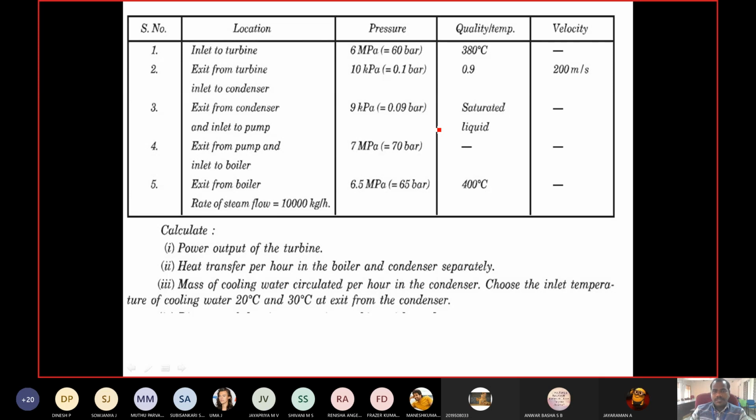See, there are some given data available and we have formulas, and we have to solve these questions, right? So let's try to solve the first question, the power output of the turbine. So, just consider the turbine, we have P1 and we have T1, and we have P2 and we have x. Also we have V, that is the velocity 2.